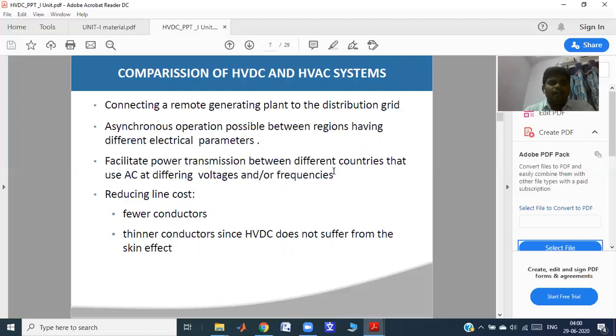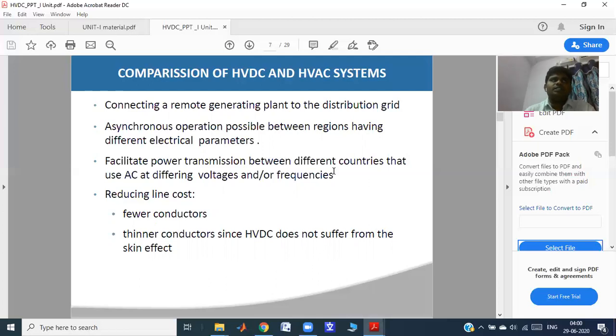Now, reduced cost: fewer conductors. As I told you, only 2 conductors are required in an HVDC network, as compared to 3 conductors in an AC transmission line. That's why fewer conductors are required. Thin conductor, since HVDC does not suffer from the skin effect. There is no skin effect in an HVDC transmission system, it is completely absent. That's why losses are less.